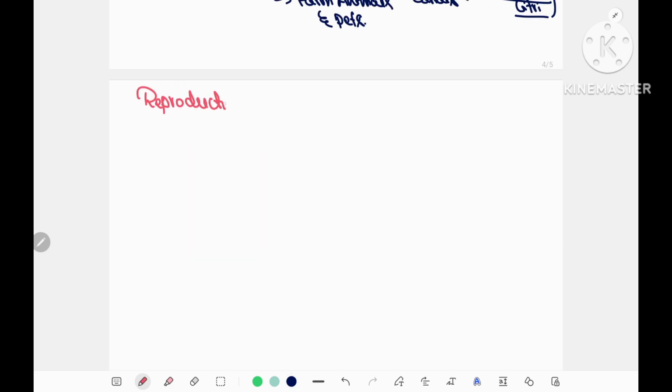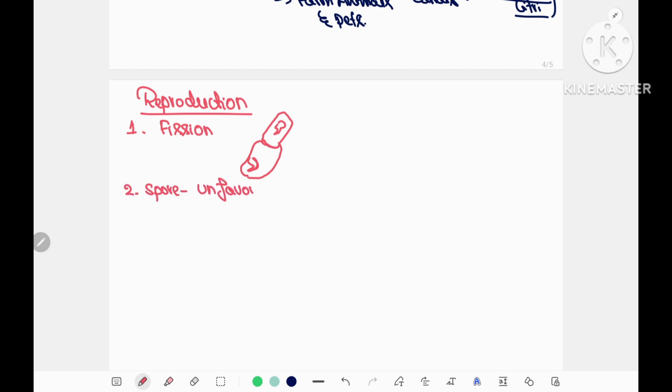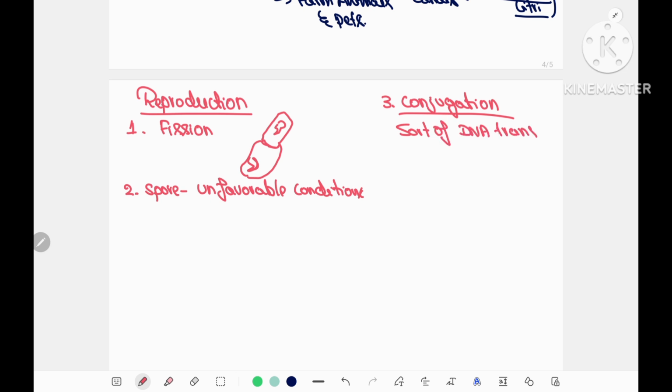Then coming to the last part of this topic, that is bacterial reproduction. Generally, reproduction in bacteria takes place by fission, where the bacterial cell divides into two to form two cells. Spore formation takes place during unfavorable conditions, as we discussed earlier in rod-shaped bacteria. There is also a sort of DNA transfer called conjugation. There is formation of a conjugation tube between two bacterial cells through sex pili. The replicated DNA is transferred to the other bacterium.